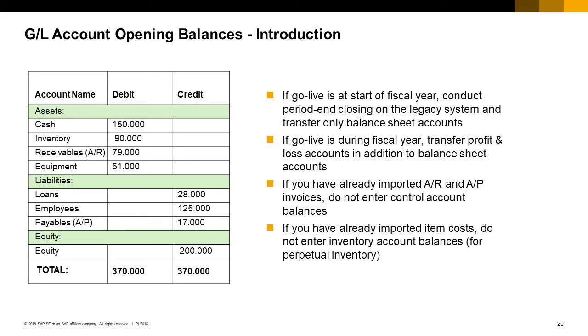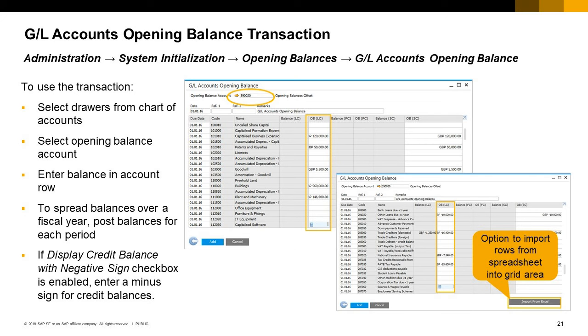If you have already imported open AR and AP invoices, do not enter balances for these control accounts. If you have already imported item costs, do not enter inventory account balances again, for perpetual inventory. For more information, refer to the Data Migration Guide in the IB materials. The GL Accounts Opening Balance transaction in SAP Business One allows you to enter the opening balance for each GL account on a row in a single screen. You can use and follow the trial balance from the legacy system.